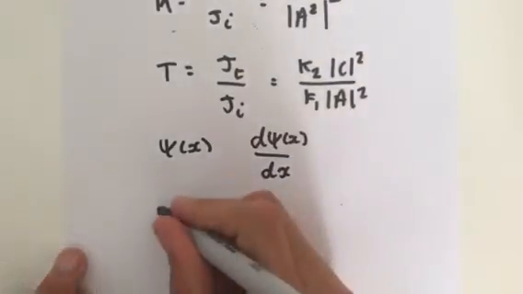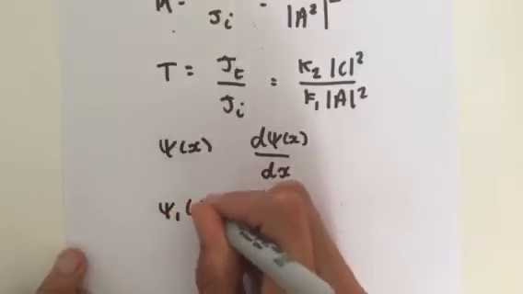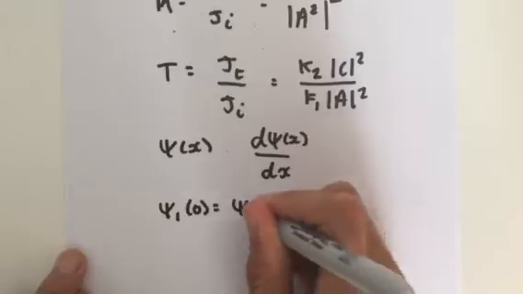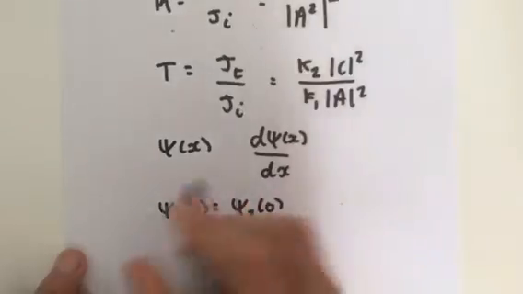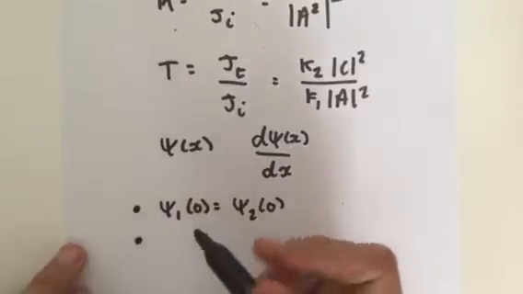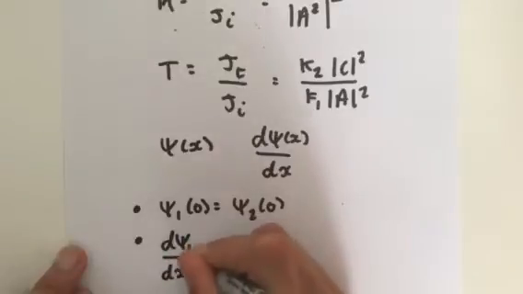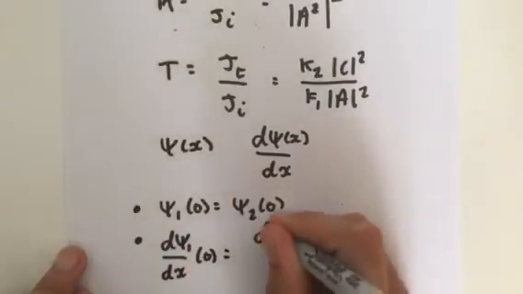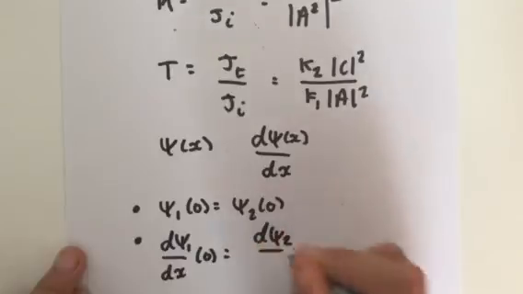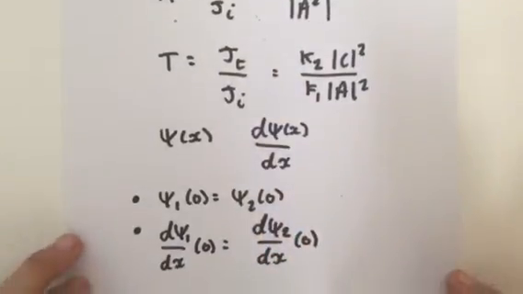In other words, if they're continuous, we're going to get psi_1(0) equal to psi_2(0). That's our first condition. And the second condition is that the derivatives are also continuous: dpsi_1/dx at 0 equals dpsi_2/dx at 0.